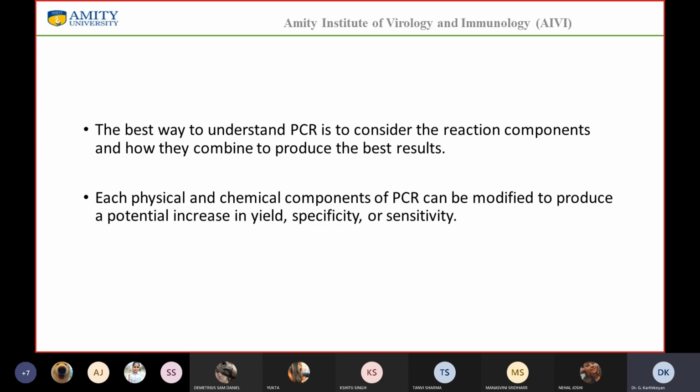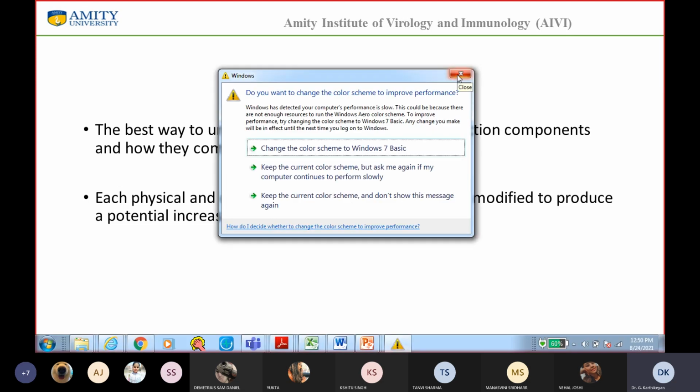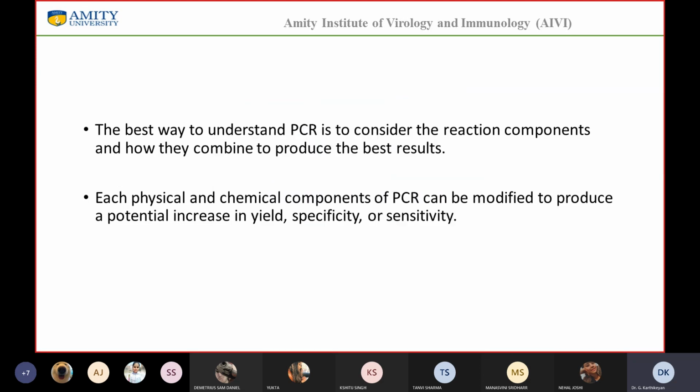The best way to understand PCR is to consider all the reaction components and how they combine to produce the best results. People used to spend a lot of time optimizing PCR, but nowadays PCR is so routine that people don't have to spend much time optimizing, except if you have a new, novel organism which you don't know, then you may have to do some initial optimization studies to make sure that you're able to do a successful PCR on those organisms.